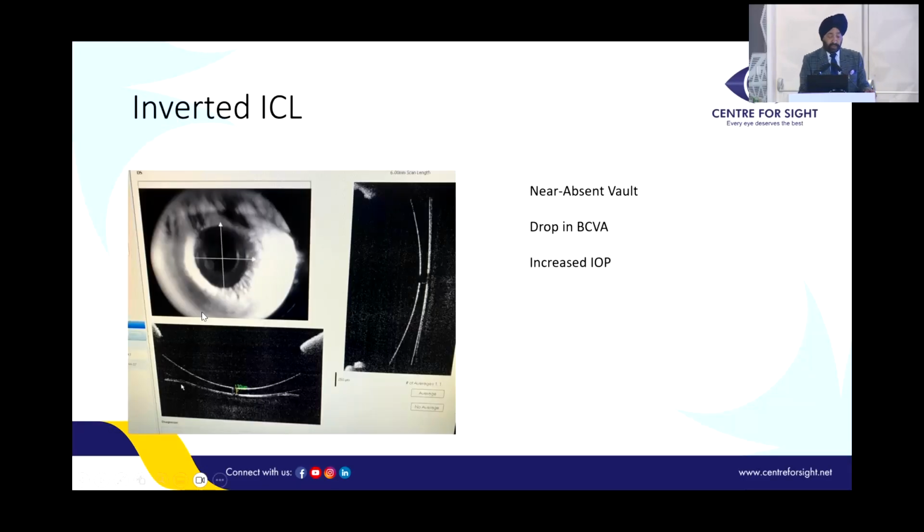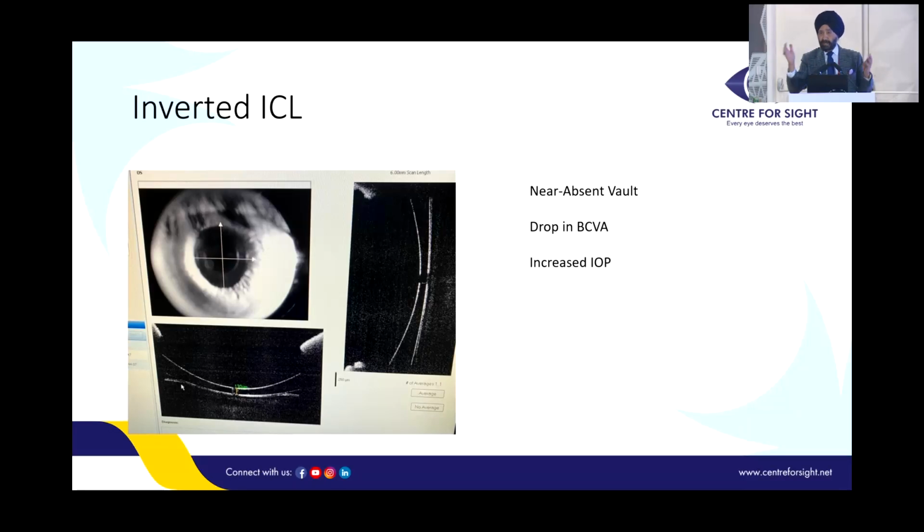Now, you can see the pressure would be very high. This is an OCT image. This is an inverted ICL. So if you are putting it upside down, you guys can make it out. So this is a lens which has been put upside down. The surgeon should have known at the time, because the markers of the holes should be right leading, as he was saying in the ICL.